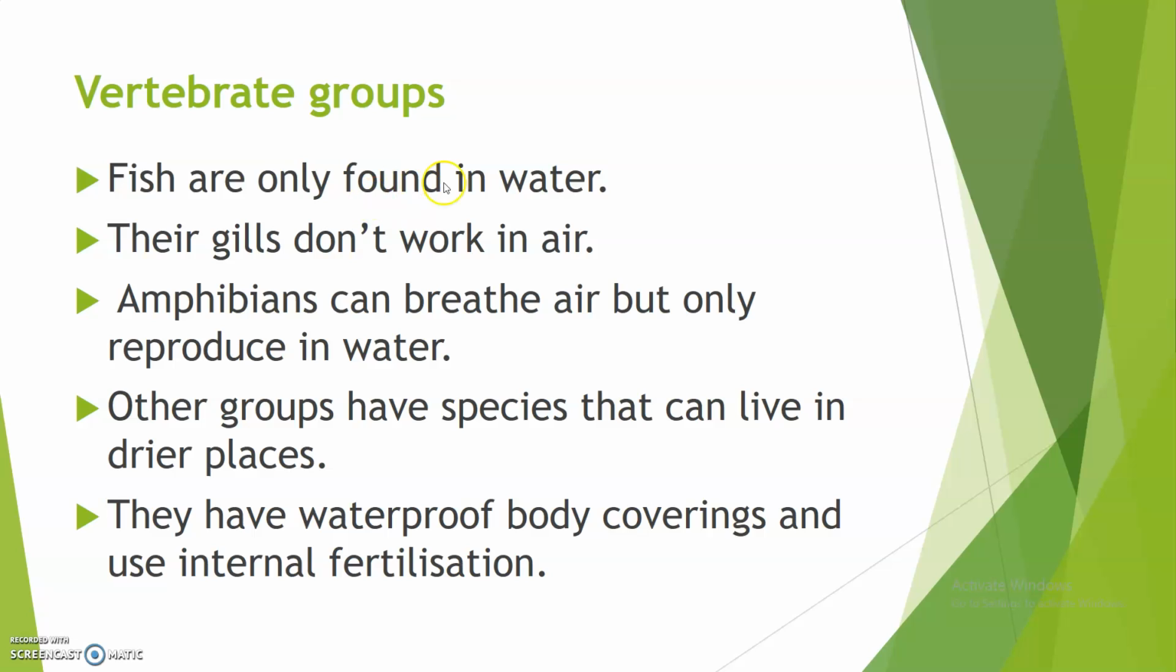So fish are only found in water. We all know the first category was fish, and fishes are only found in water. So they cannot live on land. If you just keep a fish on land, it will die. We definitely know that. Their gills don't work in air. Why are they not living on land? Because their gills will only work in water.